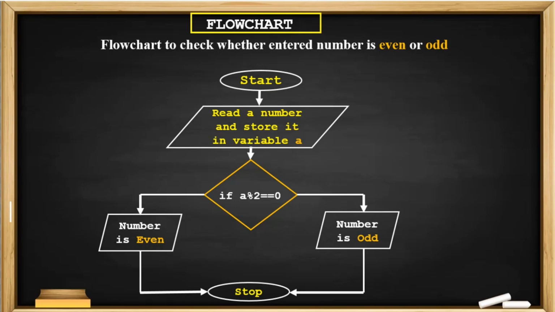Flowchart is a graphical representation of an algorithm. Number is read and stored in variable a as shown in input-output block. Next, condition is checked in condition block, which is a mod 2 double equal to 0. If condition is true, that is yes, then we will print even number. Else, if condition is false, that is no, then we will print number is odd. Flowchart always begins with start and ends with stop.